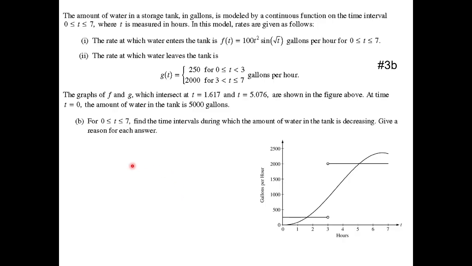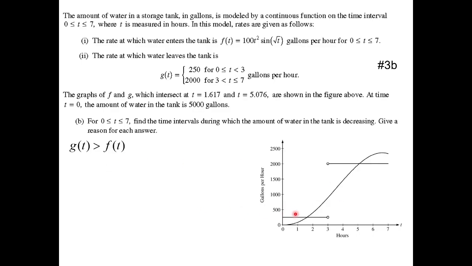For part B, on the interval 0 to 7, they want to know the time intervals during which the amount of water in the tank is decreasing, with a reason for this. So we have the rate in, f of t, and the rate out, g of t, and they're both graphed here. F is the curvy line, and g is these two horizontal lines. If we want to know when the amount of water is decreasing, we want to know when the rate out, g of t, is greater than the rate in, f of t. So we're just going to look at the graph for all the places where this is happening.